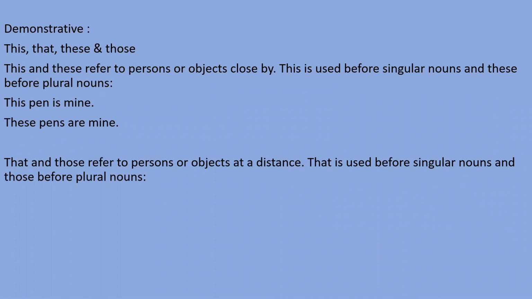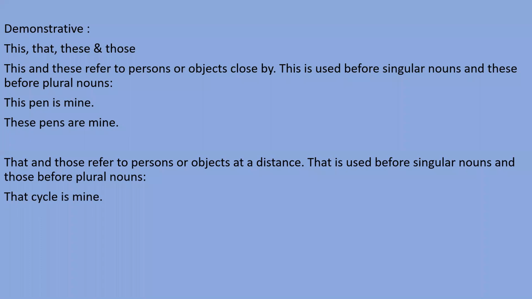That and those refer to persons or objects at a distance. That is used before singular nouns and those before plural nouns. So second thing, dear students, you have to understand: when things are not near to you, those things are at a distance. That time you have to use either that or those to point out. When the thing is in singular form, you have to use that. When things are in plural forms, you have to use those, right?